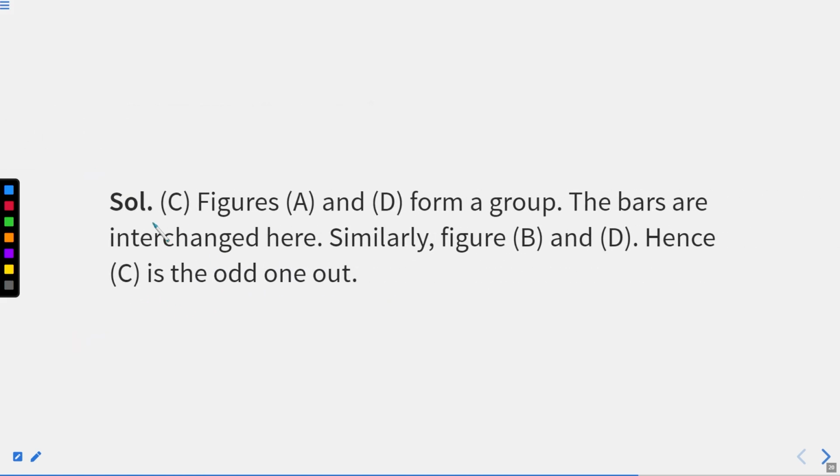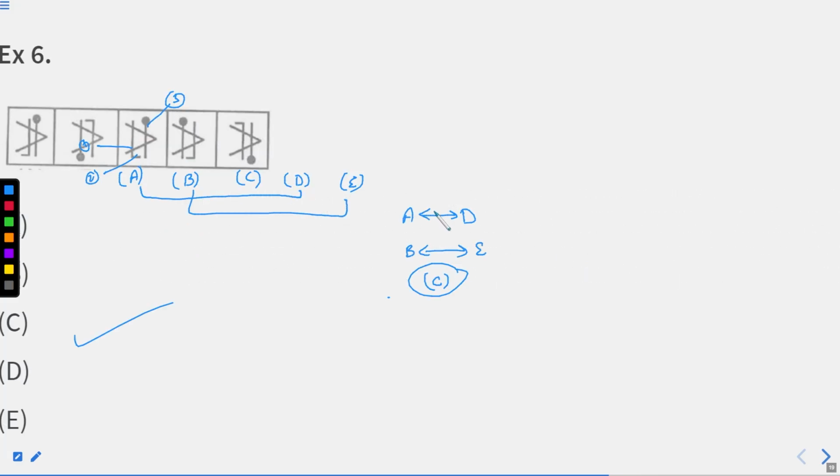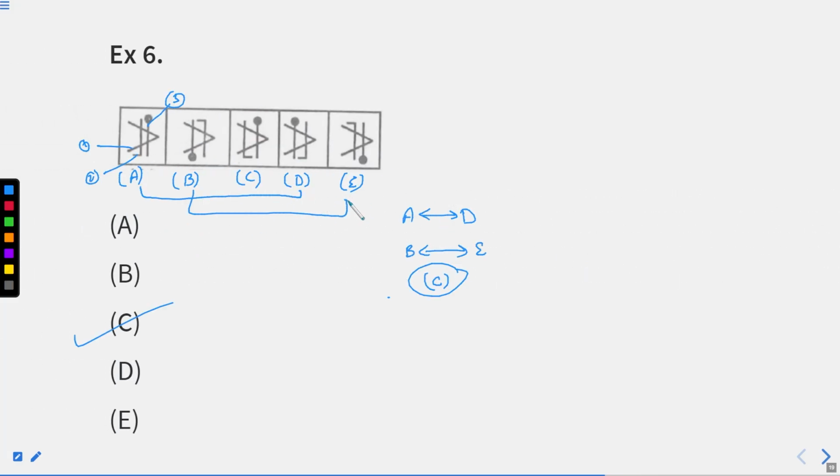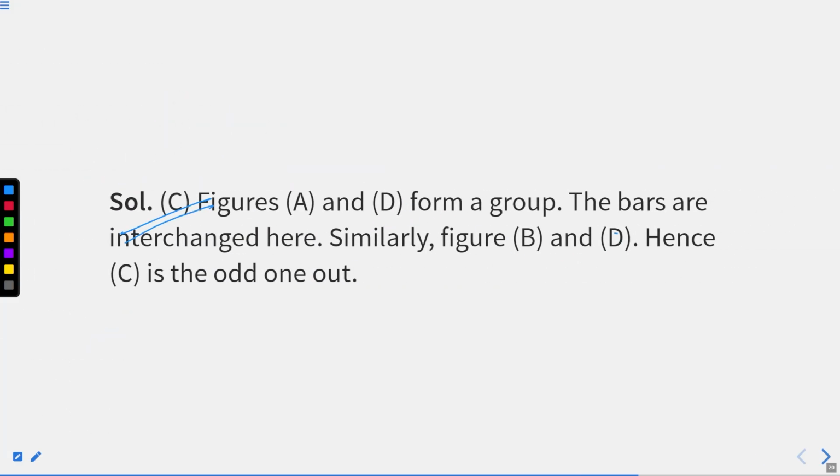Here you get the answer. Interchanging position here as well. Similarly, B and E is doing this, A and D is doing this, right? From the group, you can check it out. A and D and B and E, right? Just make the correction here itself. I hope this part is clear. I hope this question is clear, right?